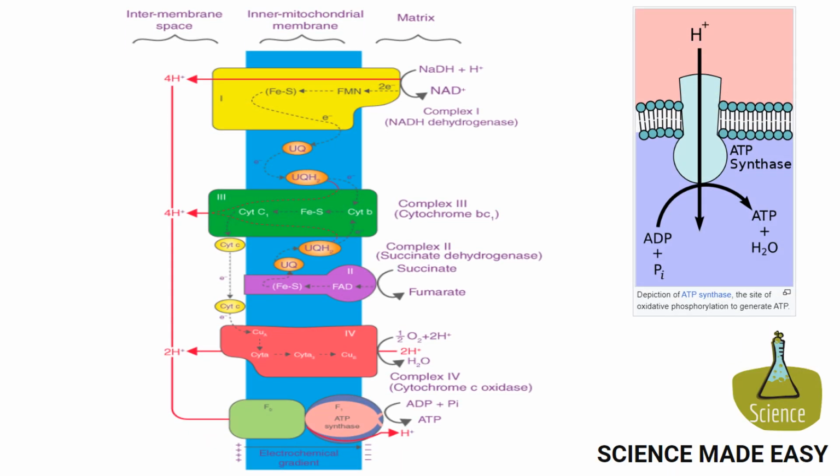Okay, so in this particular image, we can see the different regions showing the intermembrane space, the inner mitochondrial membrane, and the matrix region. Here, as we can see, this is complex 1, this is complex 3, this is complex 2, and this is complex 4. As we have discussed, complex 1 is the NADH dehydrogenase enzyme complex. Complex 2 is the succinate dehydrogenase.